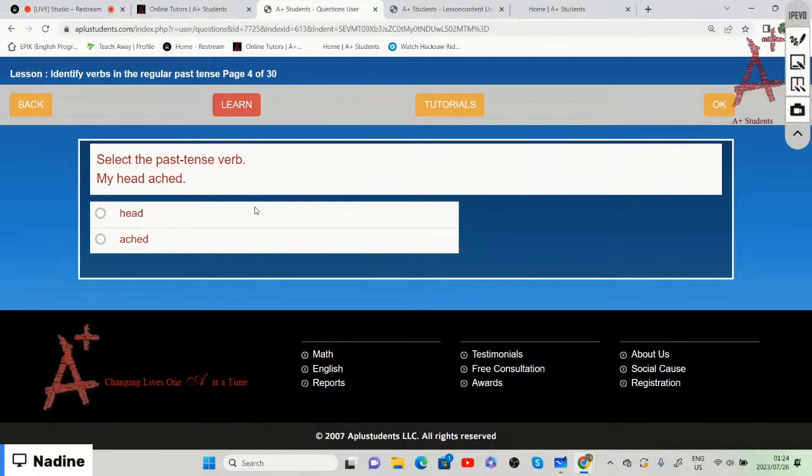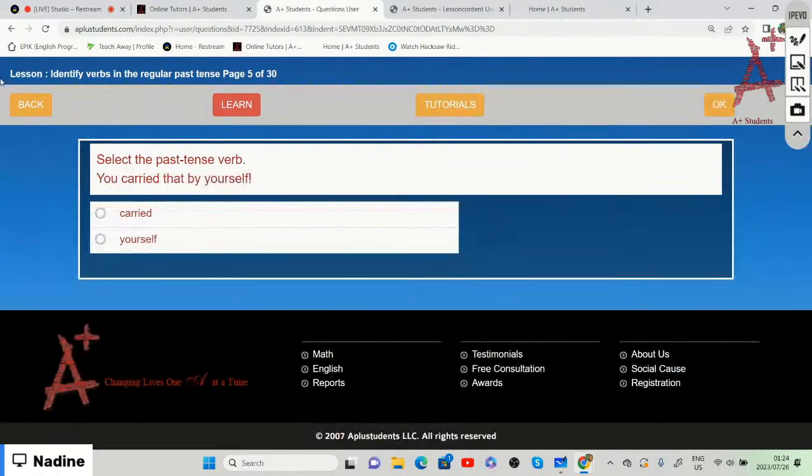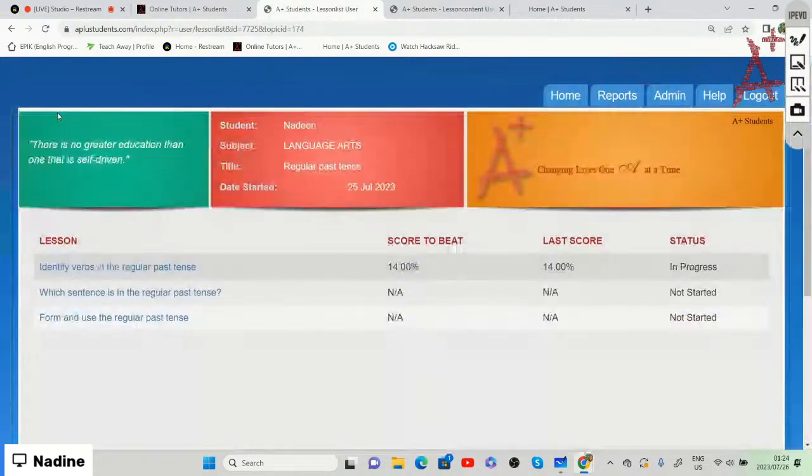So my head ached. We need to select the regular past tense verb, right? Is it head or is it ached? All right, so if we select the regular past tense verb within the sentence, then we are going to select ached. If you selected ached as the regular past tense verb, then well done. Well done. So ache is correct.